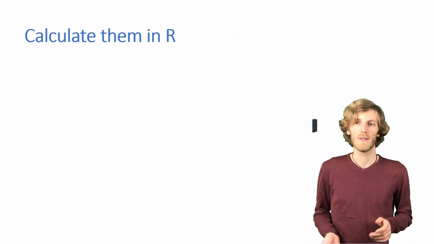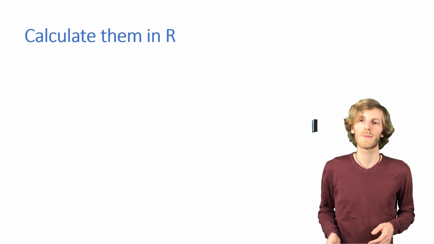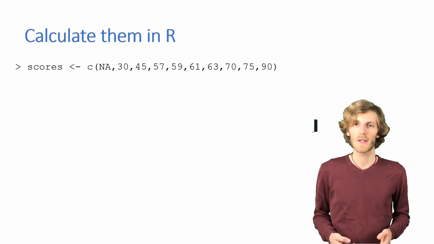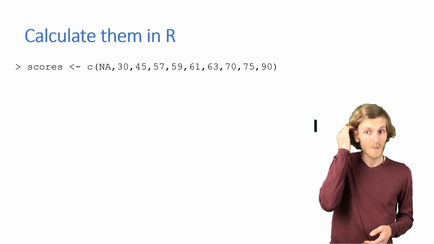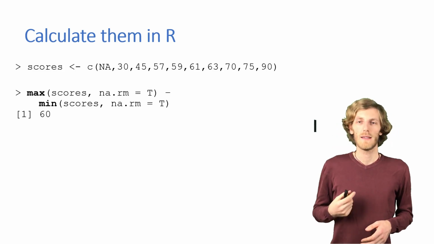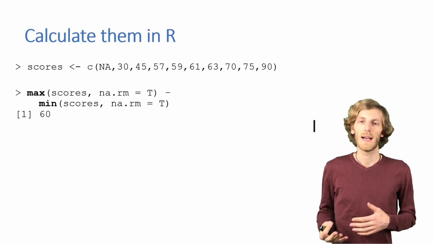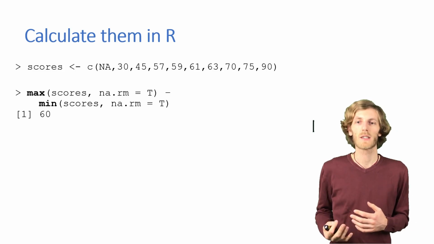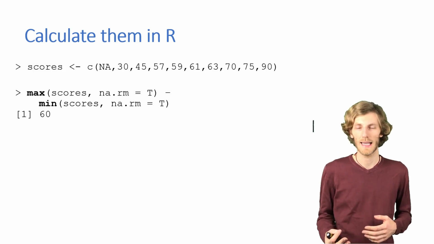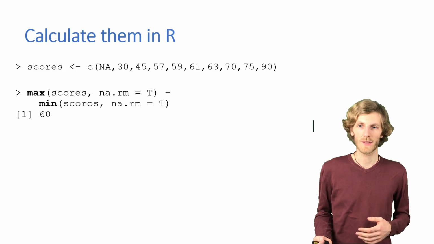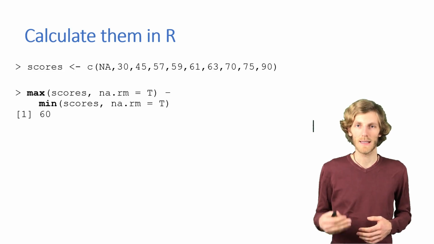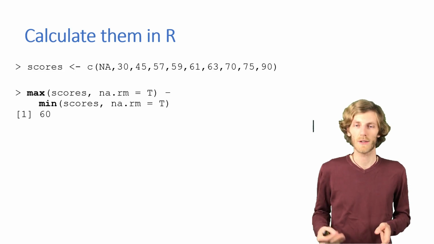You can calculate them all very straightforwardly in R. We have another set of exam scores here, again with a missing value. The range is calculated using the min and the max function. And again, we need to tell R to drop the missing values. In this case, I'm abbreviating the TRUE with the letter T, that also works.